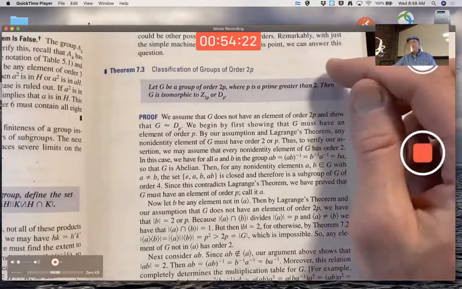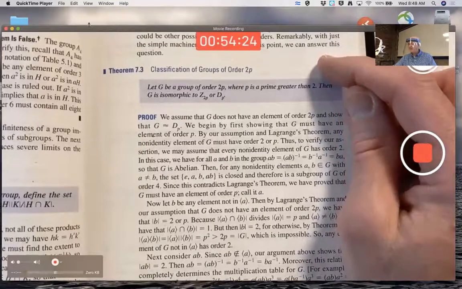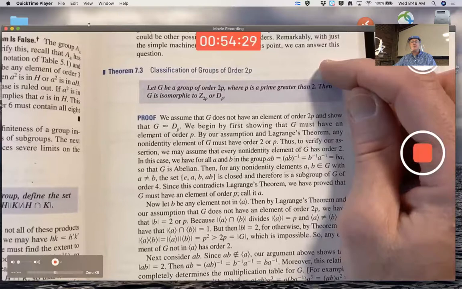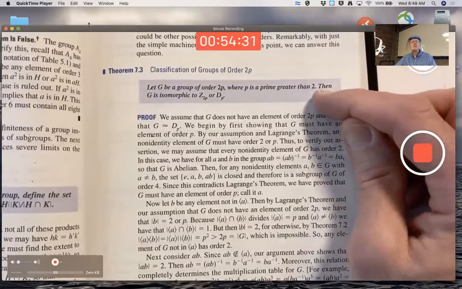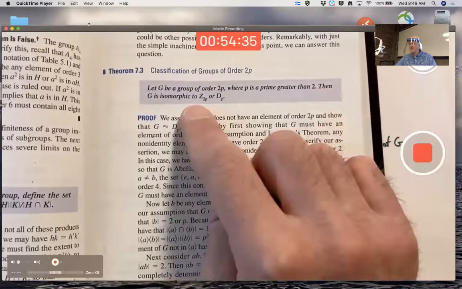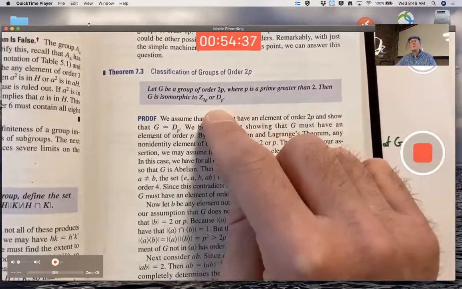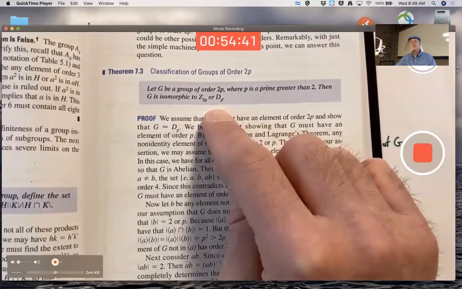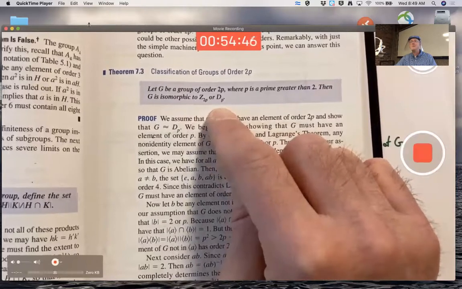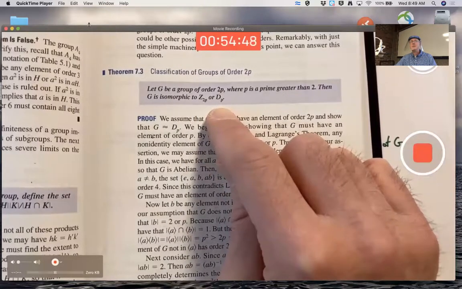And it's a classification fact. Any group of order 2 times a prime P, where P is a prime greater than 2, has only two possibilities for what it's isomorphic to. It's either cyclic or it's a dihedral group, up to isomorphism. So any group of order 6 is either isomorphic to Z6 or D3. P would be 3 in that case.